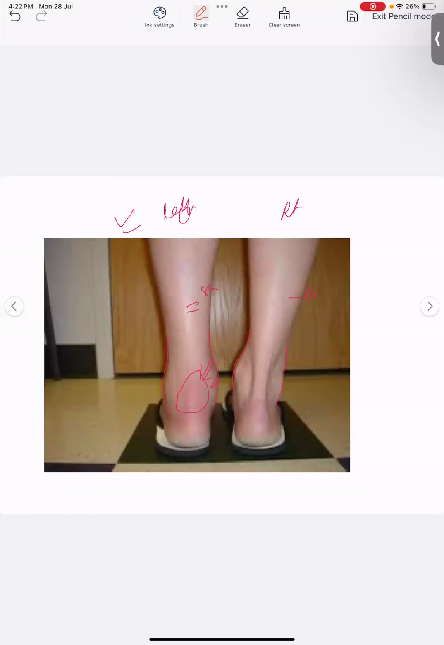Okay, where is the problem? Is the problem in the muscle, or in the joint, or in the tendon? So most likely the problem is in the tendon. Why? At the point of insertion of the tendon, there is redness, there are signs of inflammation, and there is swelling around the tendon and around the ankle joint. So what is your diagnosis?